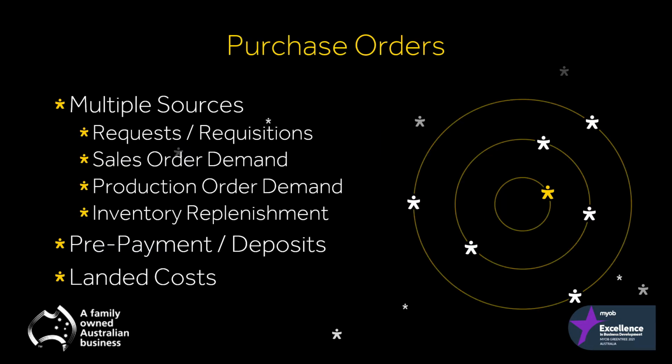Purchase orders can come from a number of sources, whether that be requests or requisitions, sales order demand, production order demand, inventory replenishment, or a number of other components such as just entering it directly, our API, or from material requirements planning or MRP. You can take prepayments or deposits against purchase orders, and you can track landed costs to gain a true cost of your inventory.